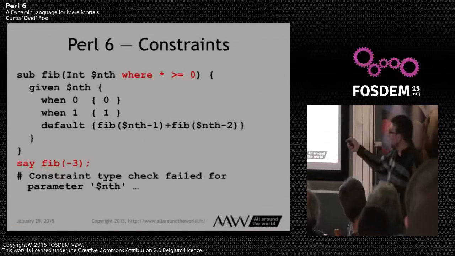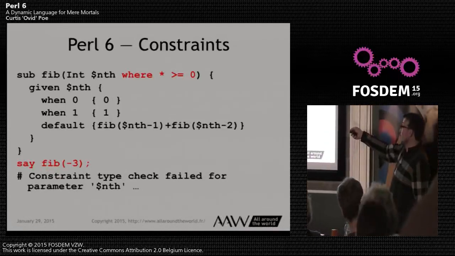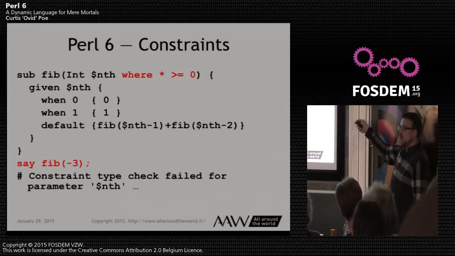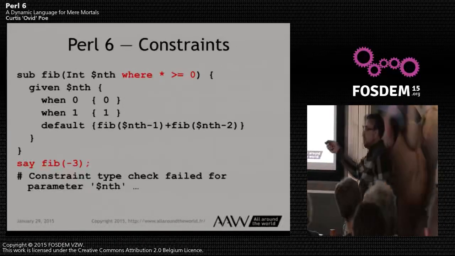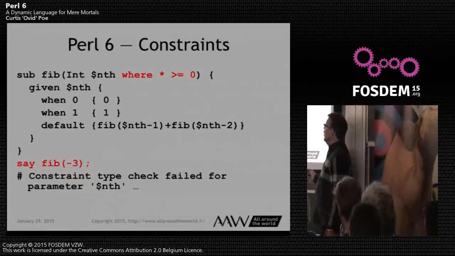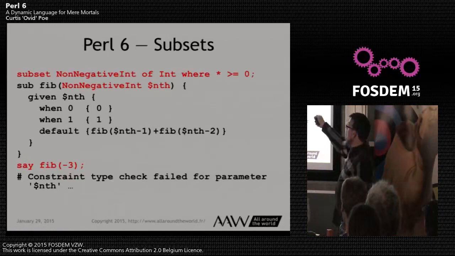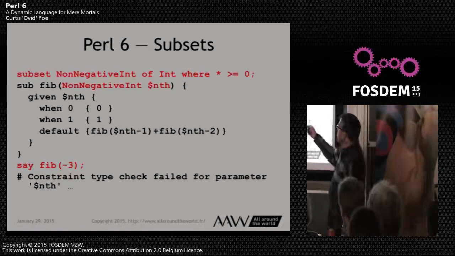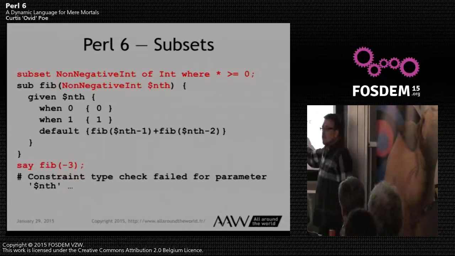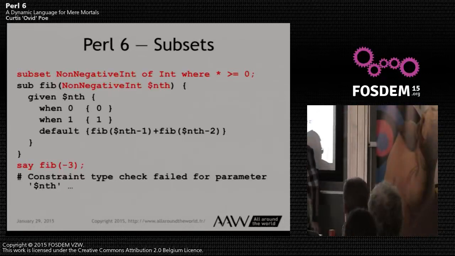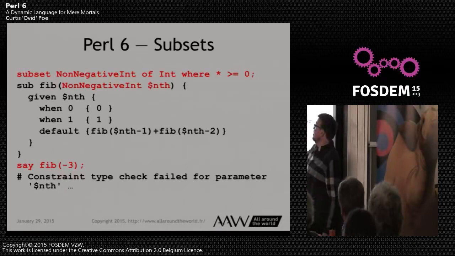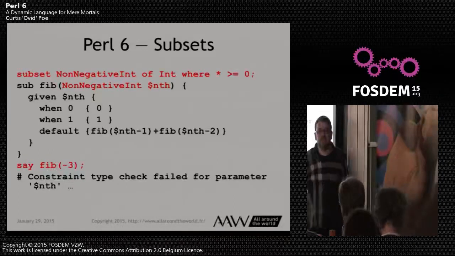But, you know, this is actually getting kind of clunky here. Int nth where whatever I got greater than or equal to 0. What if you have multiple parameters being passed to this sub? That's going to be frustrating. So you pull it out into a subset. Subset non-negative int of int where whatever I got greater than or equal to 0. And then we just declare this as a non-negative int nth. In other words, basically declare your own types on the fly with an easy-to-read syntax and use them where you need them.